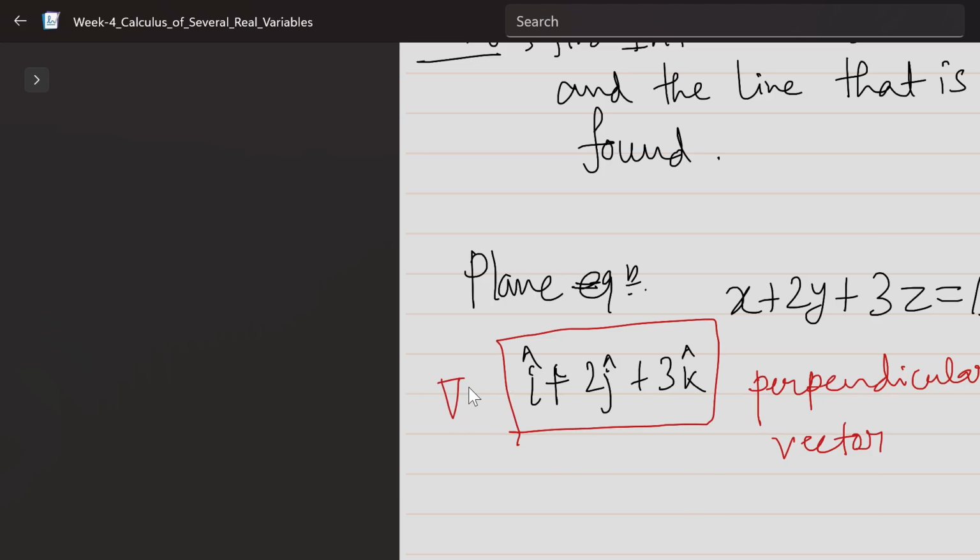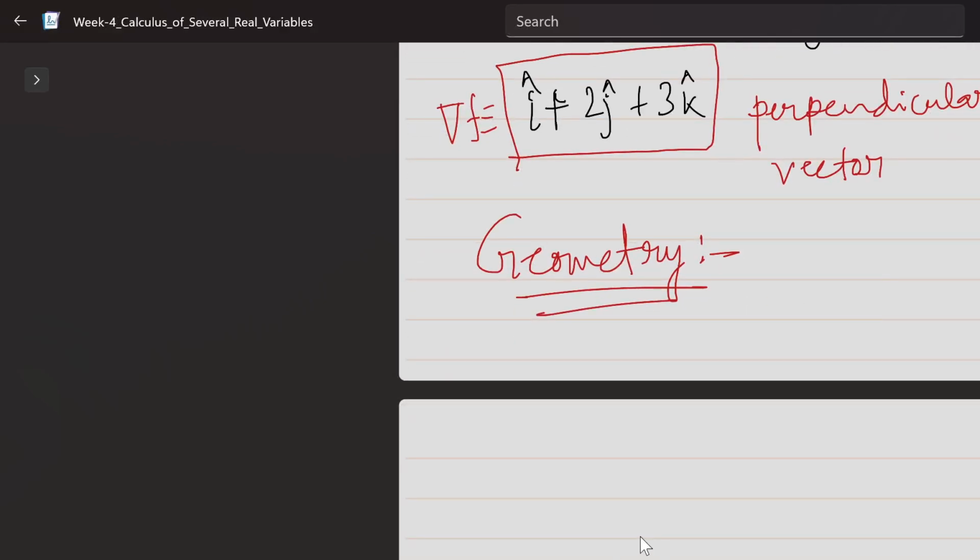Because this is the gradient of f, as you are saying. But I will say something using geometry, so that you can visualize easily. Suppose a plane is given. This is a plane in 3 dimensions.